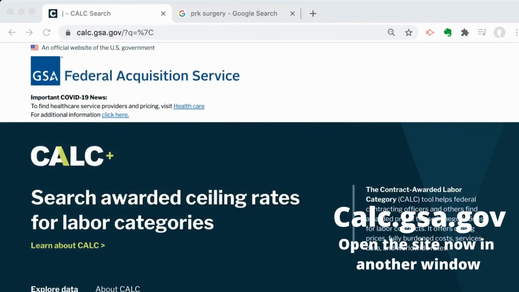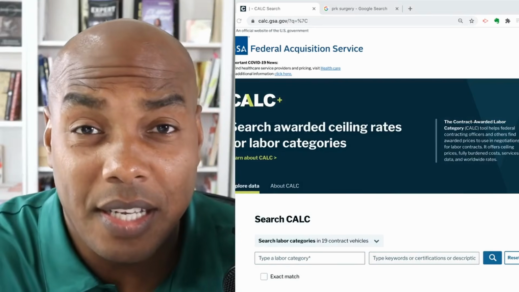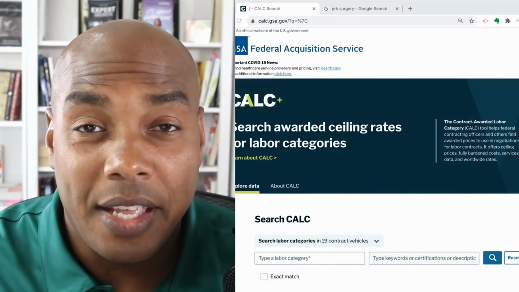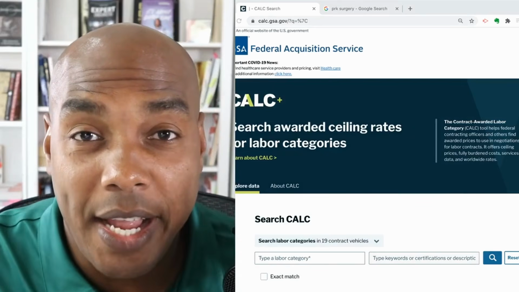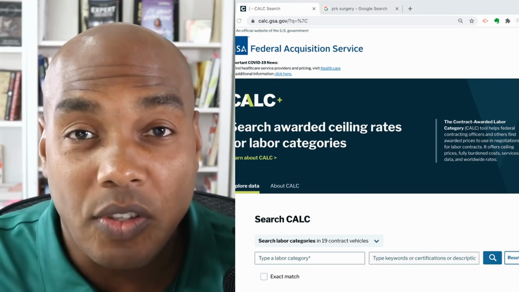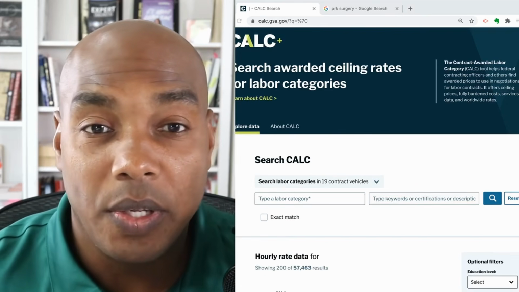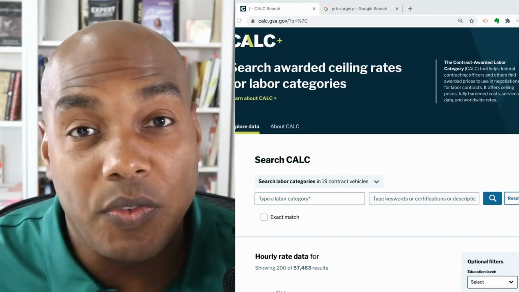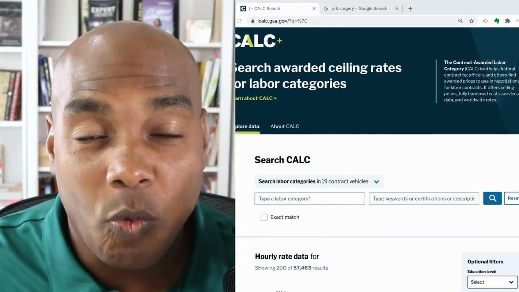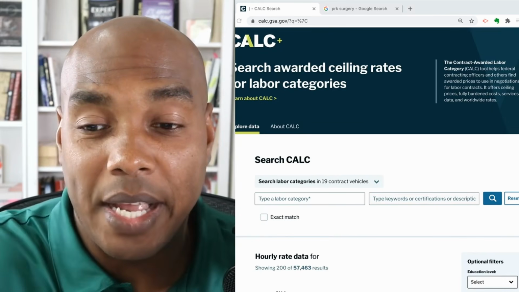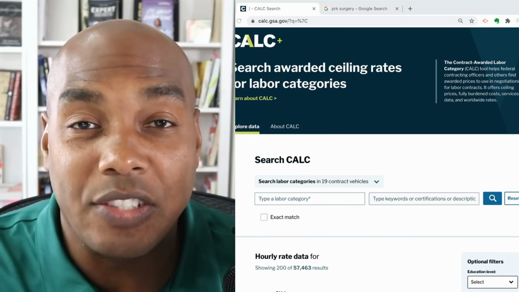Now, this particular tool that we're going to discuss is called Calc.gsa.gov. It's on the screen, Calc.gsa.gov. And what Calc.gsa.gov is, it is a tool that GSA has created where they've categorized all of their 19 contract vehicles, and all the contractors who are on those vehicles, they've taken their hourly rates and put them into a database that you can use and search.